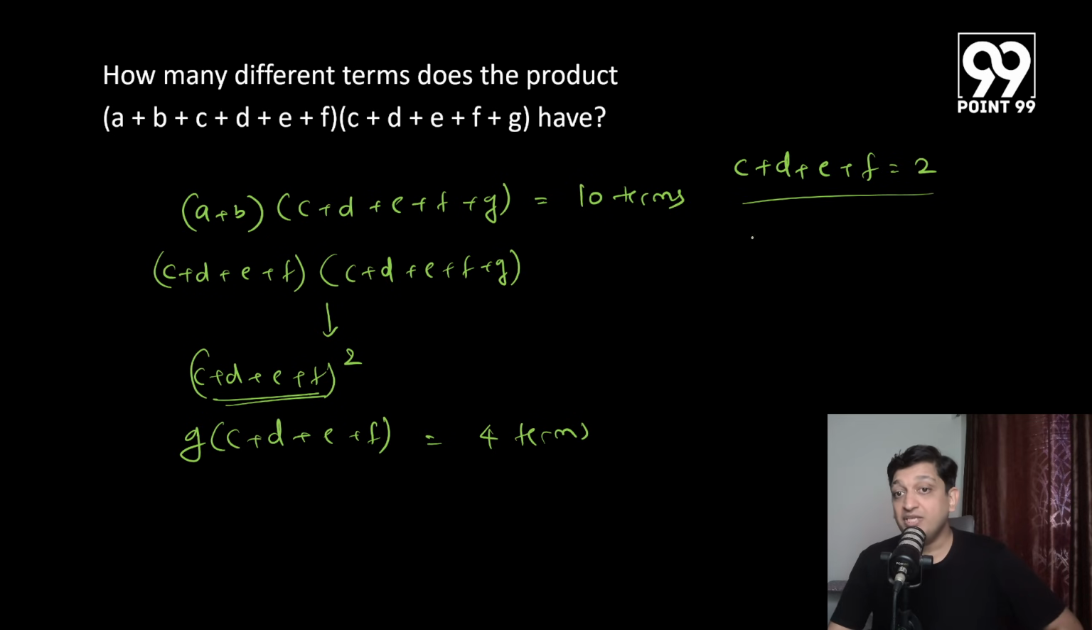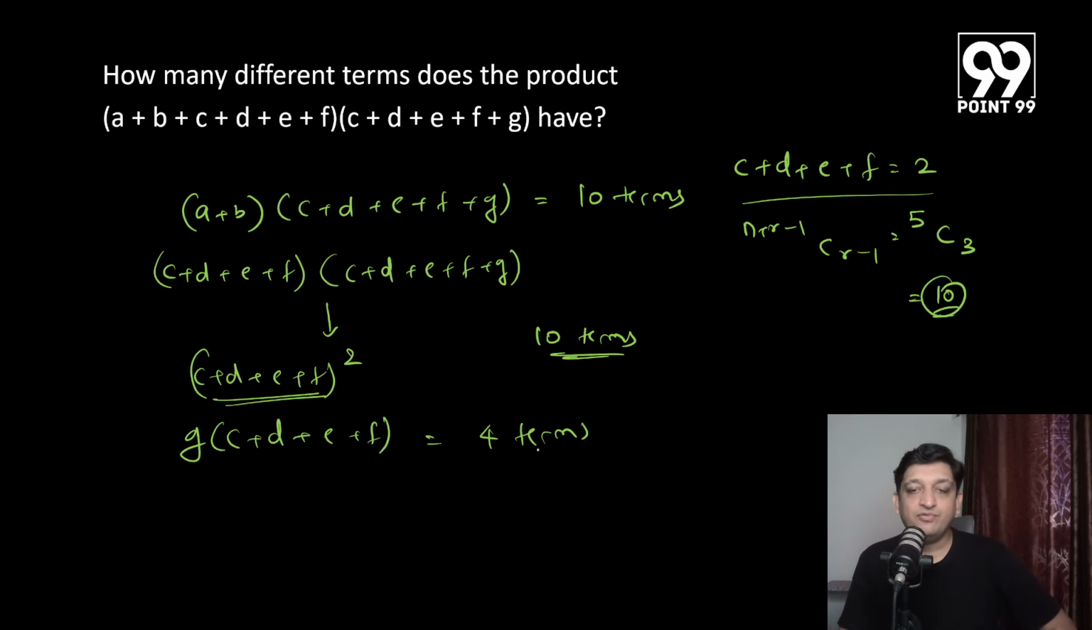So in this case, we can use the n plus r minus 1 C r minus 1 formula to find the number of non-negative integral solutions to this equation. So I'll get 2 plus 4, that is 6, minus 1, that is 5, C 4 minus 1, that is 3. So the answer here is going to be 10. So 10 terms of the first expansion, 10 of the middle and 4 of the end. The total number of terms in this context will be 24.